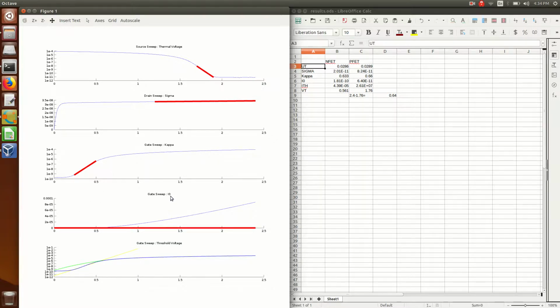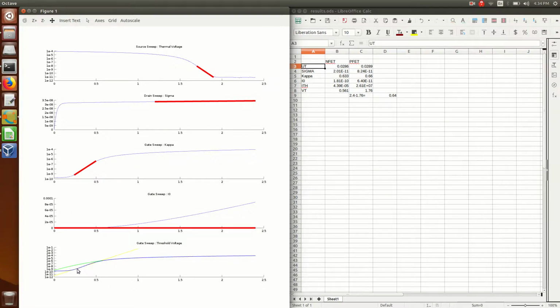For I naught, we're able to calculate this value just by looking at the value here when the gate voltage is equal to 0, because when the gate voltage is equal to 0, then our entire expression in the exponent is equal to 0, and then whatever the current is just going to be equal to I naught.